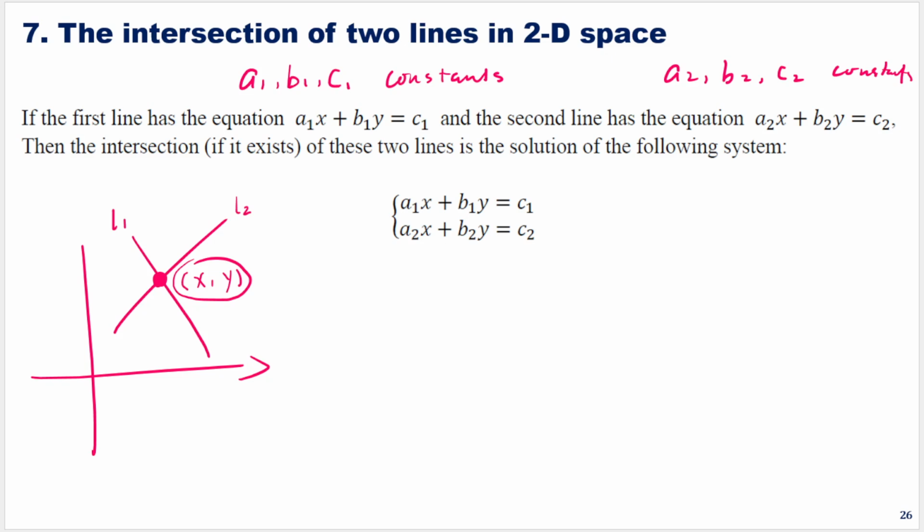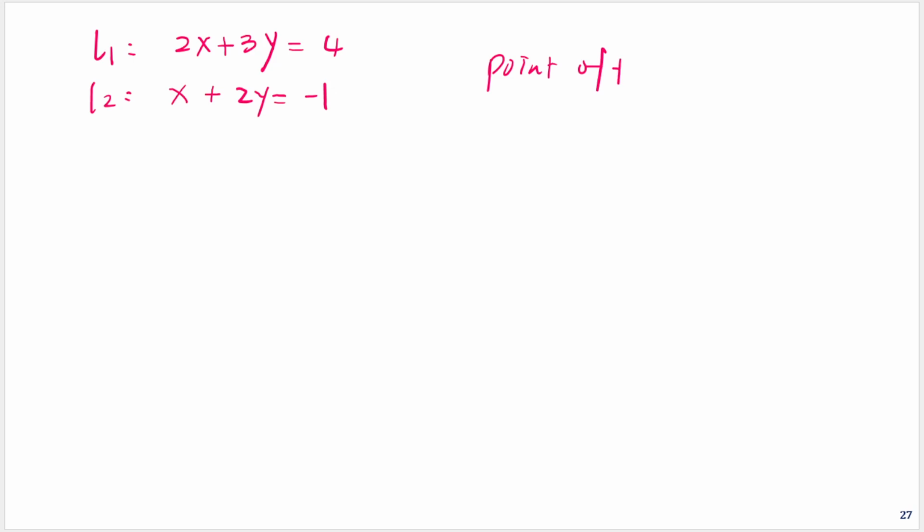So let's have a look at an example. Suppose we have line L1. Well, let's just write some arbitrary lines there. 2x plus 3y equals 4. And line 2, which is x plus 2y equals -1. Can you find any point of intersection between these two lines? Or do they intersect?